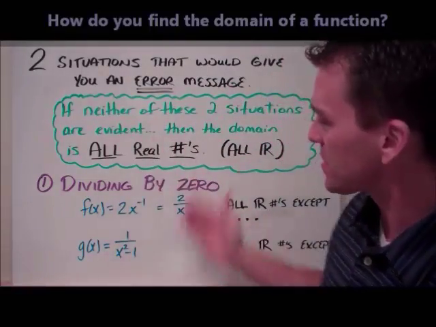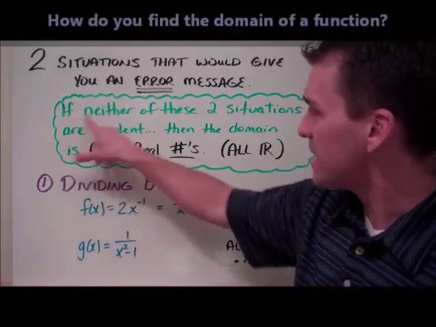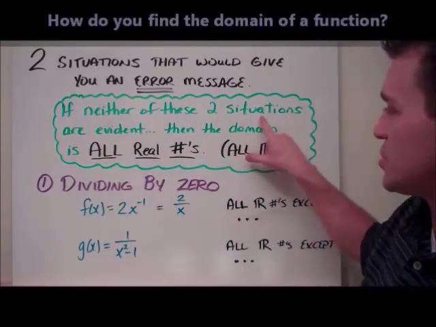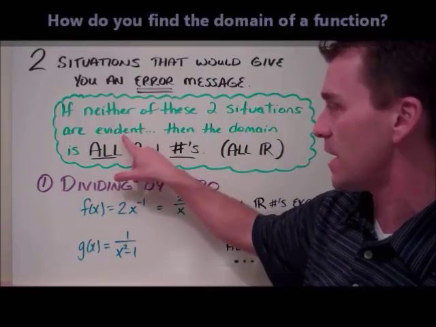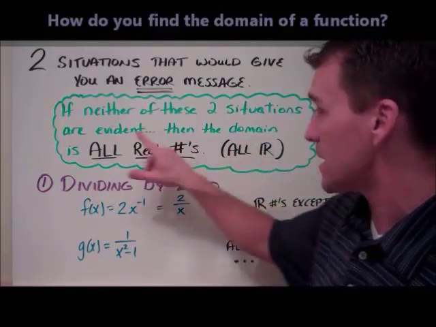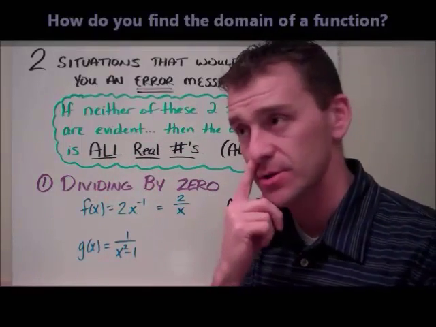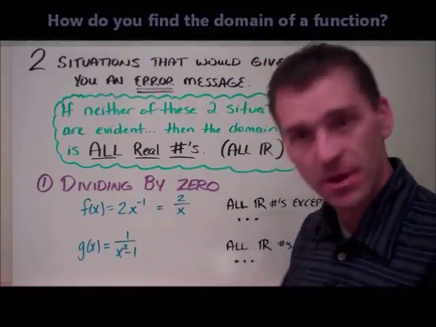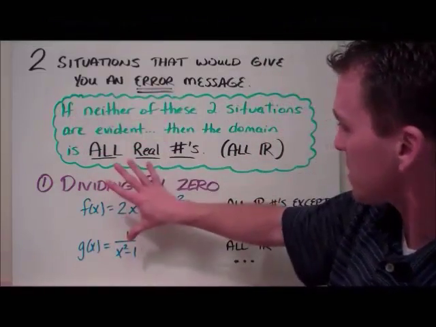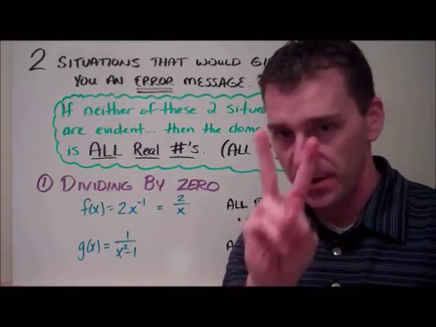And these are the two that you need to know. Now, I put this in green as another way maybe to think about it. And here's the idea. If neither of these two situations are evident, and you'll see what they are here, then the domain is always going to be all real numbers. Well, I shouldn't say always. No, in this situation, it will be. So if neither of these two scenarios happen, then that would be your answer, all real numbers. So here's the two scenarios.